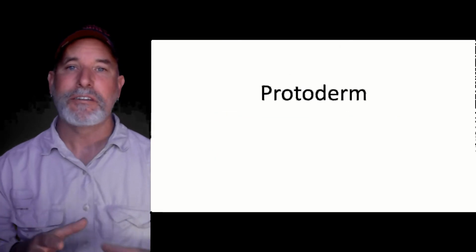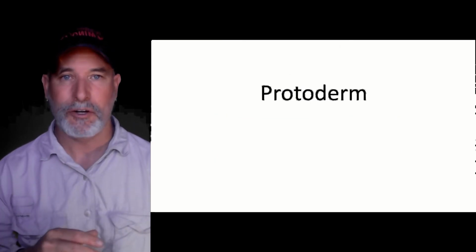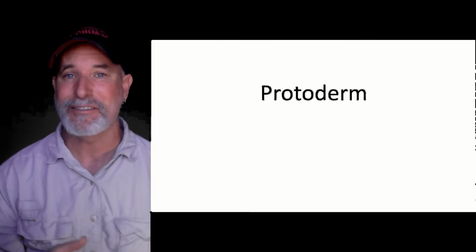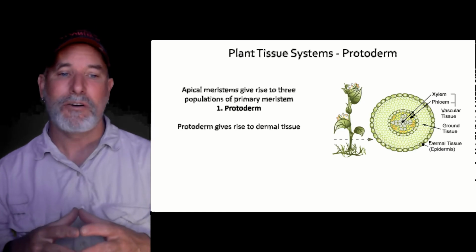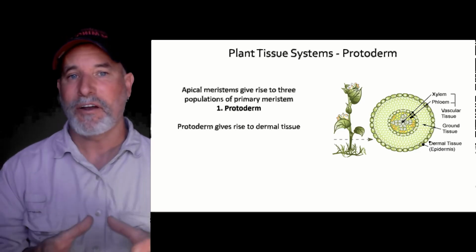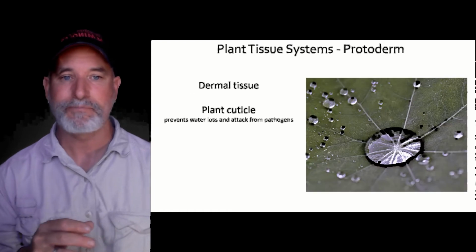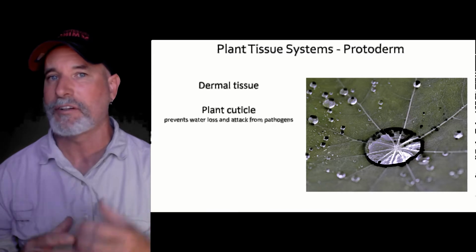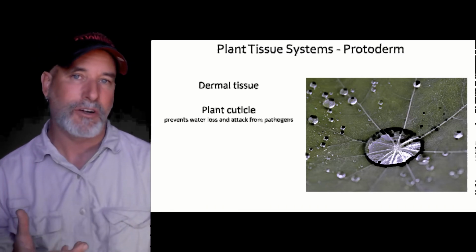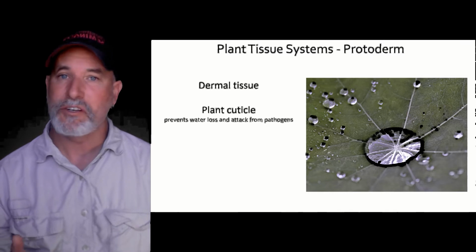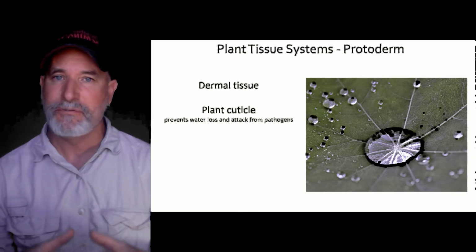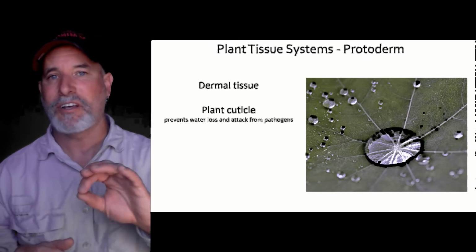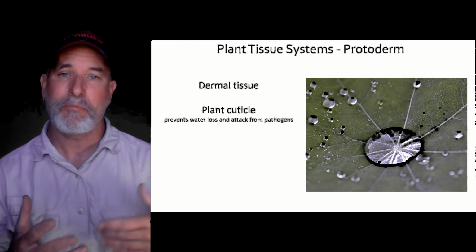So let's begin with the protoderm. Proto just means before, derm means like your skin layer, right? So the outside of the cell. The protoderm gives rise to various different types of dermal tissue. When plants were evolving hundreds of millions of years ago to live on land, one of the things they had to overcome was water loss. We also call that desiccation. So plants evolved what is called a cuticle. This is a layer over the outside of the plant, and it's a waxy coating that prevents water loss.